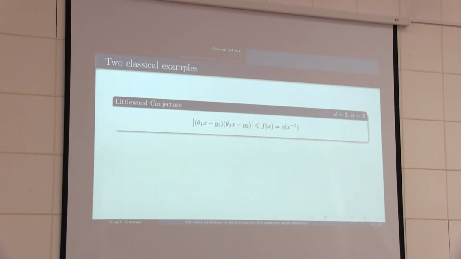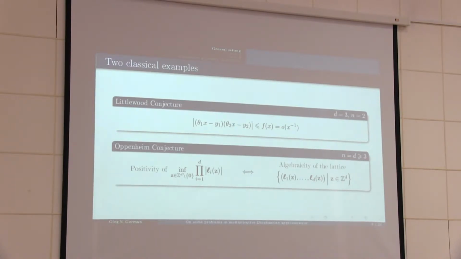So there are two classical examples. The first one is very well known to all of you. It is a very well known conjecture, which says that such a product, if we take two linear forms of this form, can have values less than some function f, which grows like this. So this is probably the simplest problem, the simplest from the point of view of formulation.